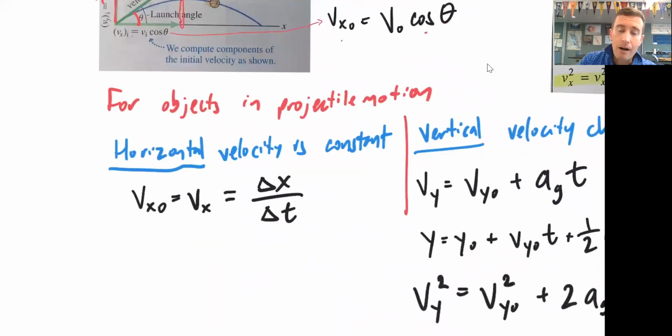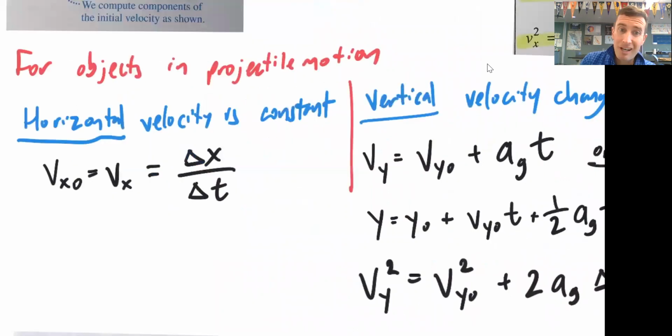Now, for objects that are in projectile motion, let's summarize the big equations that you can use. When objects are in projectile motion, horizontal velocity is always constant. So the horizontal velocity, v sub x 0, is equal to the horizontal velocity the whole time, v sub x. And velocity is defined as the distance over time. So in this case, it's the change of x over the change of time, because x is horizontal.